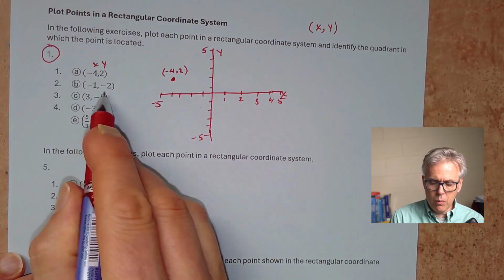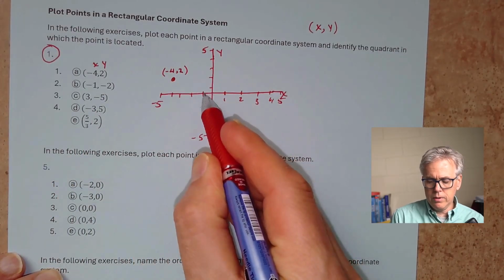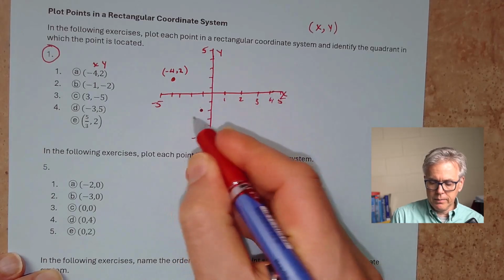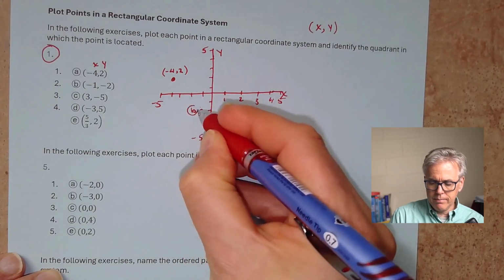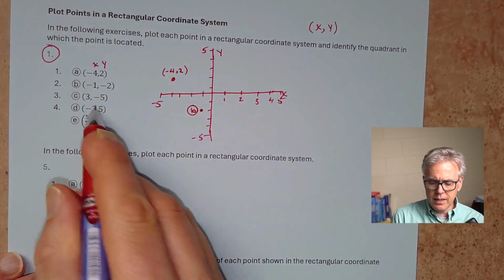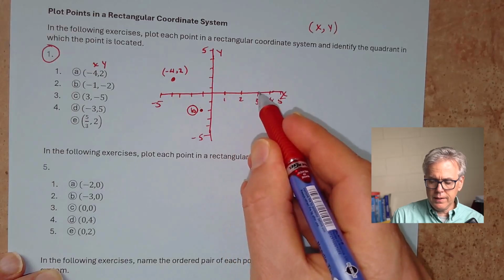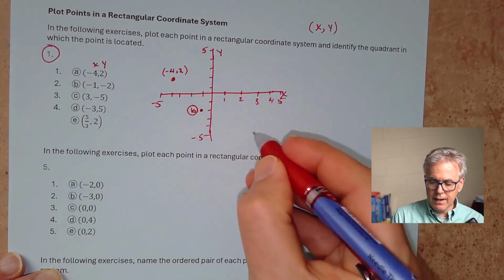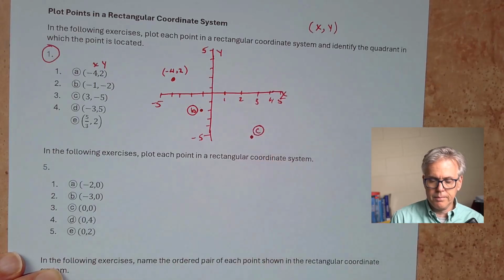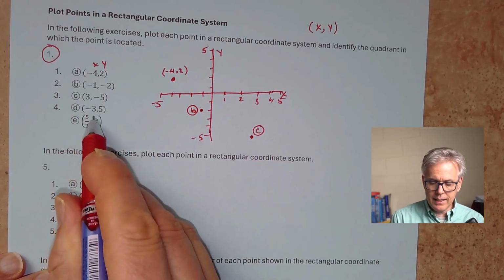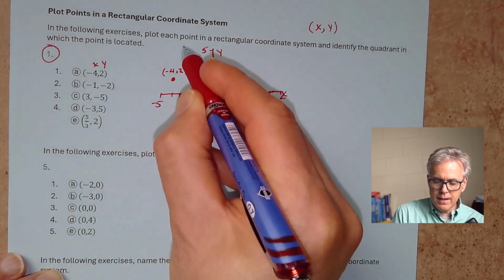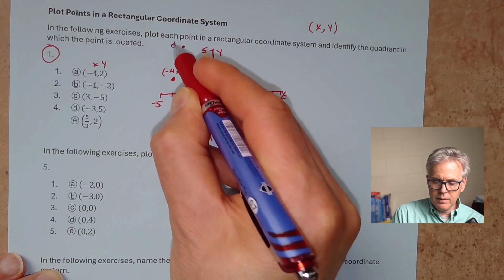How about this next one? -1, -2. So I'm going to go over -1 and then down 2. And that's that point. I'm just going to label that point B, because it labels with that one. How about point C? 3, -5. So I'm going to go over 3 on the x and then go down 5. So that's point C. How about point D? -3, 5. So going to go over -3 on the x and then up 5. And that's point D.